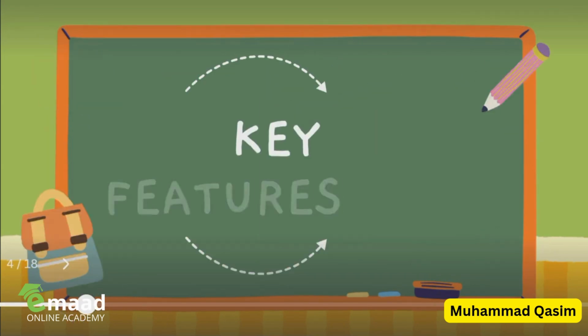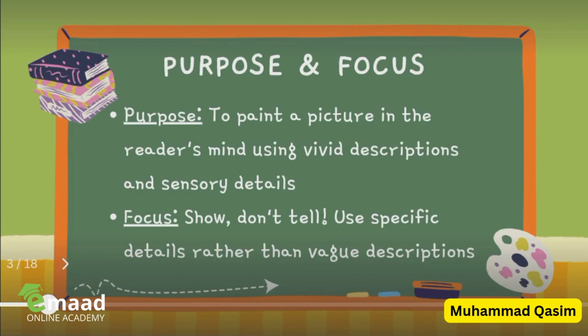So the focus of the writer in descriptive writing should be to paint a picture in the reader's mind using vivid descriptions and sensory details, and this will happen through the use of language, through words and grammatical structures, to weave those words into patterns. And the focus of descriptive writing should be to show, don't tell.